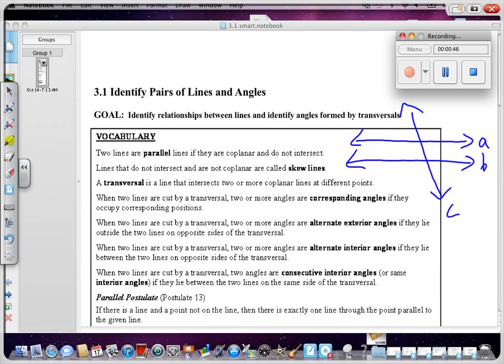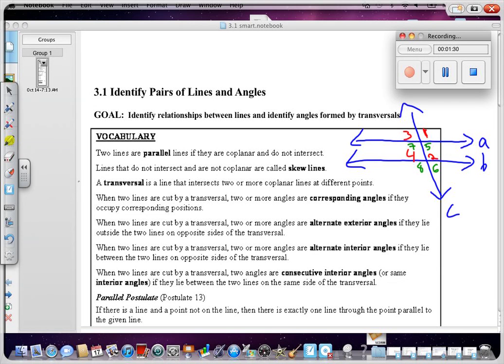Okay? When two lines are cut by a transversal, two or more angles are corresponding angles if they occupy corresponding positions. And what I mean by corresponding positions is, for example, 1 and 2. Do you see how they're both on top of the lines? One's on top of A, one's on top of B. So those are corresponding. What about 3 and 4? They're on the other side of the transversal, but they're both on top. Look at 5 and 6. They're both underneath on the same side. We call those corresponding. 7 and 8 are corresponding. They're both underneath, but they're on the same side of the transversal. Does that make sense?